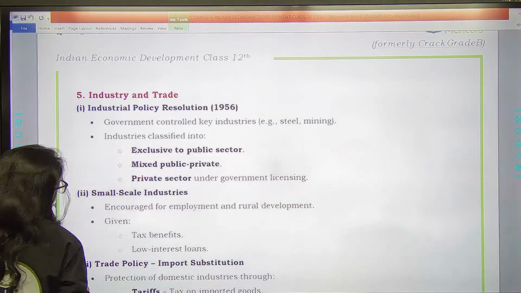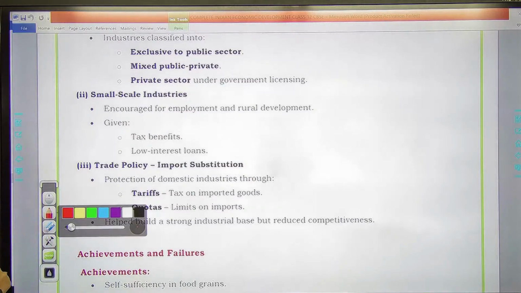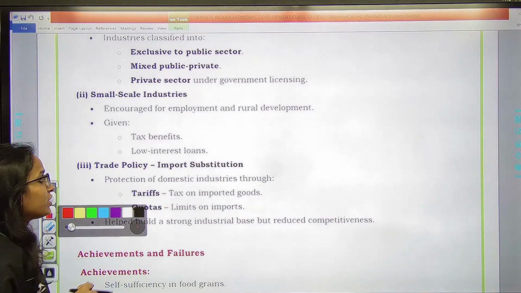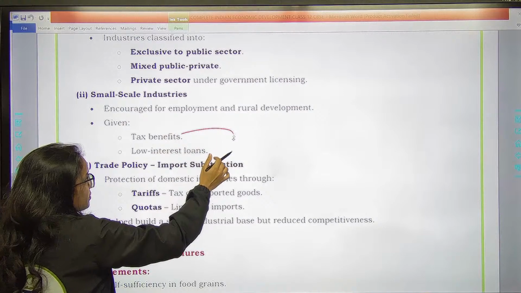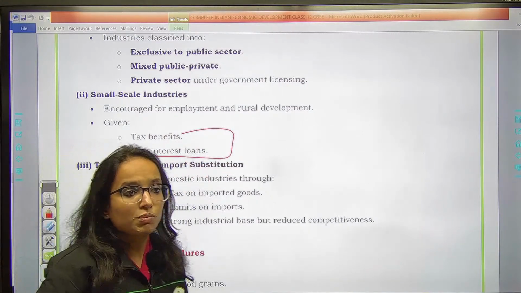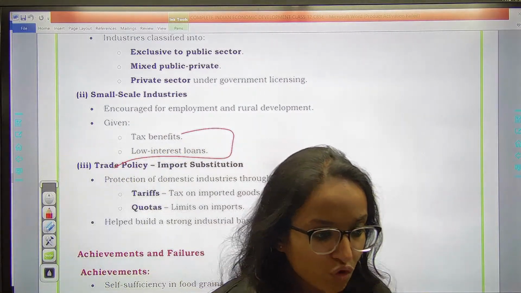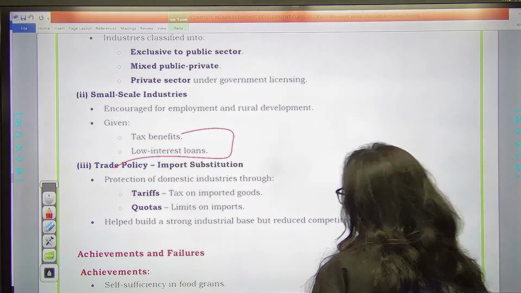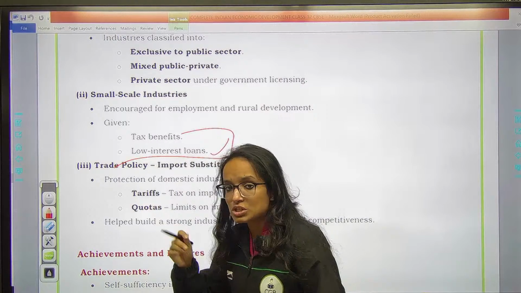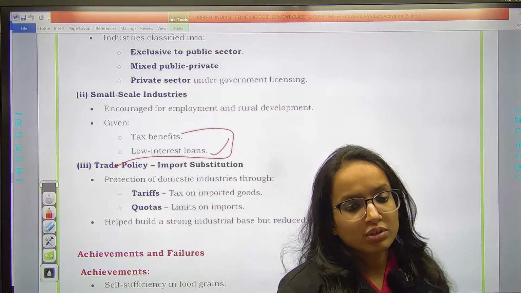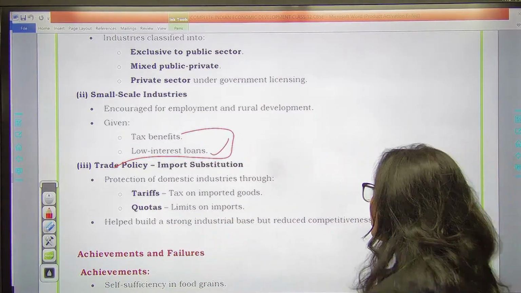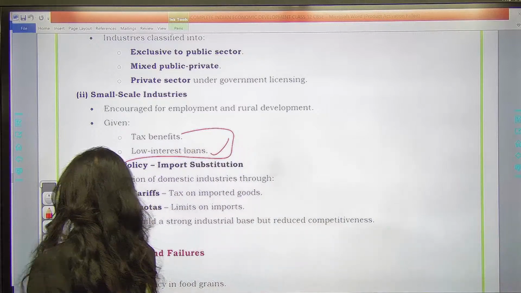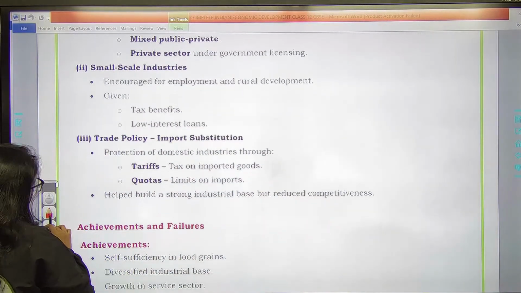If we talk about small scale industries, so small scale industries were encouraged for the employment and rural development, because small scale industries were crucial if we wanted to shift the workforce from agriculture. Tax benefits were provided, low interest loans were provided so that small scale industries can flourish and employment can be generated in the rural and semi-urban areas.